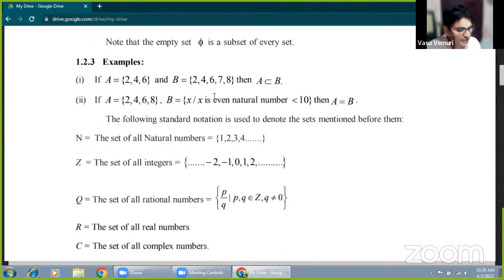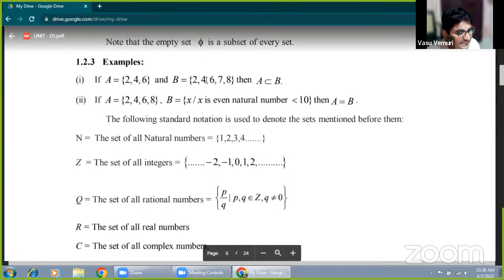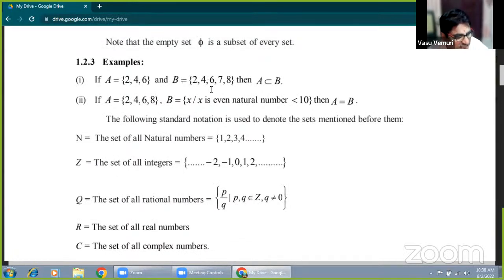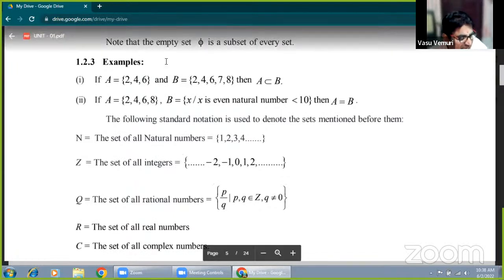Okay, now here are some examples. Given there are two sets, A equals {2, 4, 6}. Now this set A is represented as one of the sets, and that set is contained in B. Now set B, you have to see here, is {2, 4, 6, 7, 8}. The same elements are represented in B. So A is a proper subset of B.